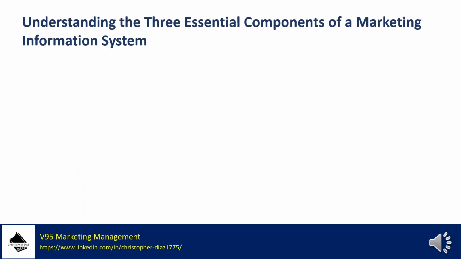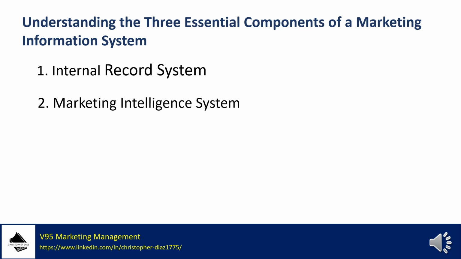An MIS consists of three key components. First, we have the internal record systems, which include the order-to-pay cycle and sales information systems. Then there's the marketing intelligence system that requires everyday information about the marketing environment. Finally, we have the marketing research system that allows the systematic design, collection, analysis, and reporting of data relevant to specific marketing situations.